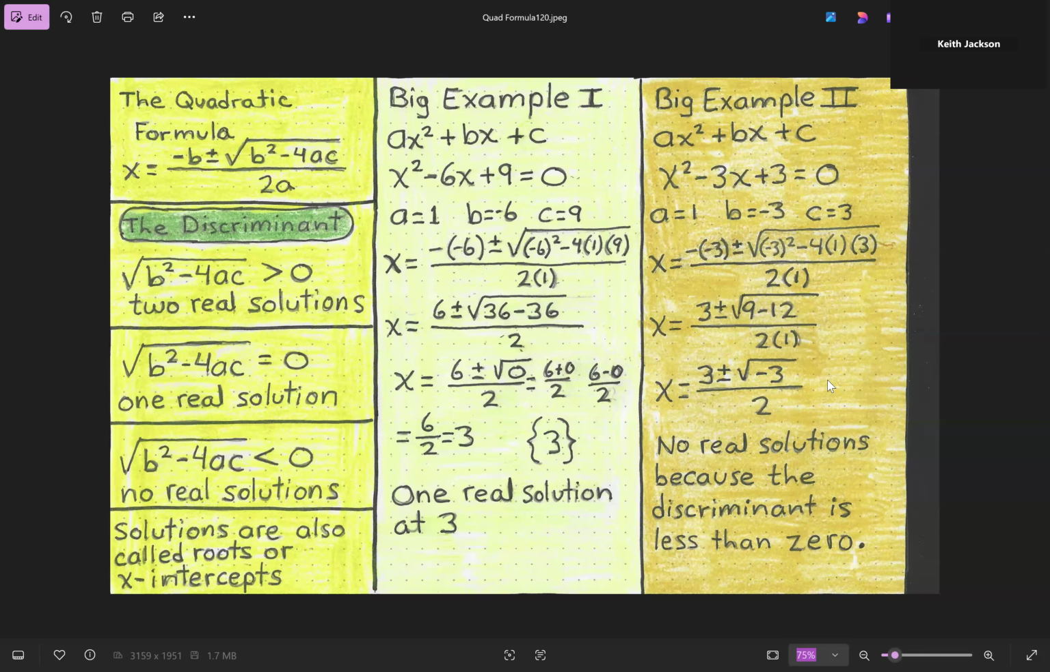All right, you have been given a lot of information. I wouldn't blame you if you need to pause the video to take a look at these two big examples or take a look at the three possibilities of the discriminant, or you can replay this video as many times as you need to gain a deeper understanding of this concept.